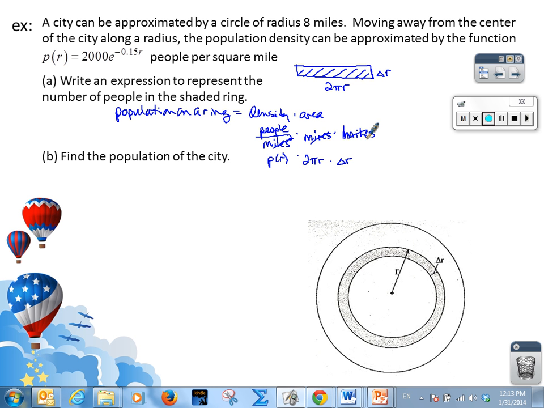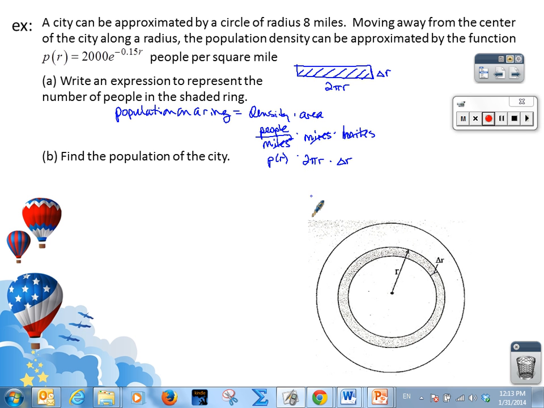Now again, just like on the segment, remember how we had a delta x and that stood for miles? It was like a distance. The change in x was a distance. The delta r is like the change in r. It's like the distance away, whichever distance we're looking at. So it is actually a distance. It's in miles. So this gives us our population in a circular area.